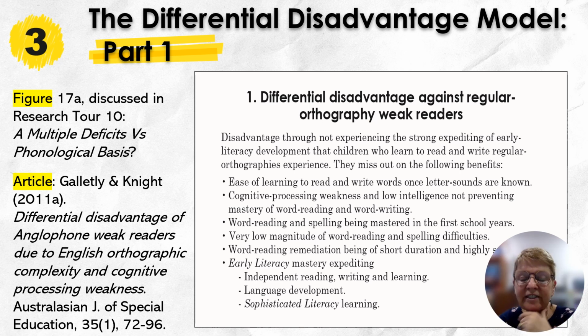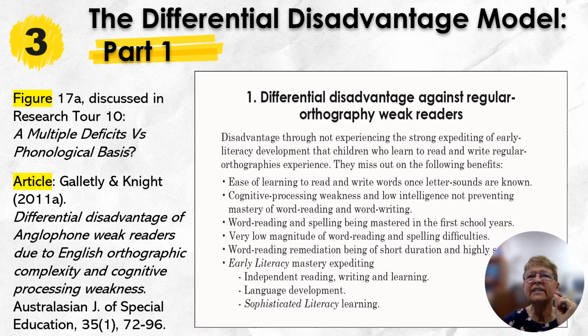Disadvantaged through not experiencing the strong expediting of early literacy development that children who learn to read and write regular orthography experience. Our kids miss out on the following benefits: ease of learning to read and write words once letter sounds are known, cognitive processing weakness and low intelligence not preventing mastery of word reading and word writing, word reading and spelling being mastered in the first school years or in the first months of grade 1 for many nations, okay?